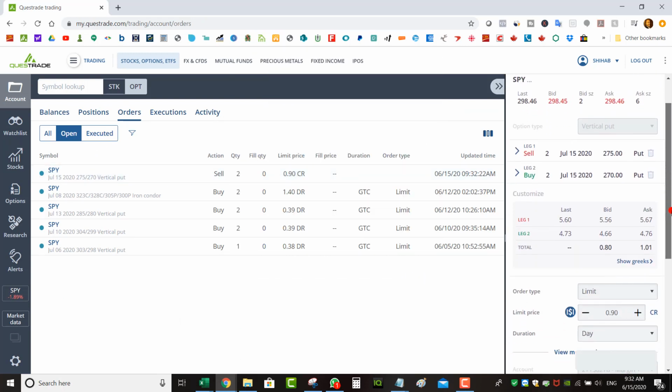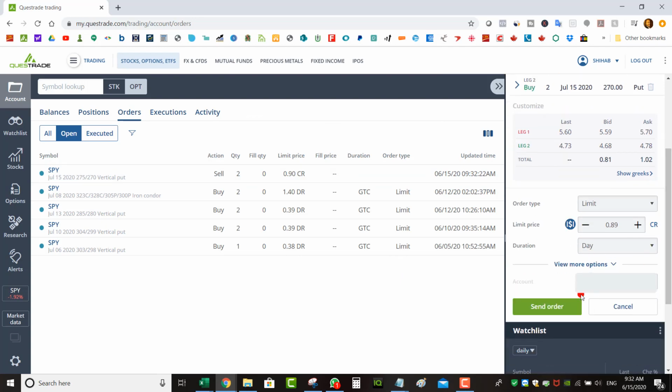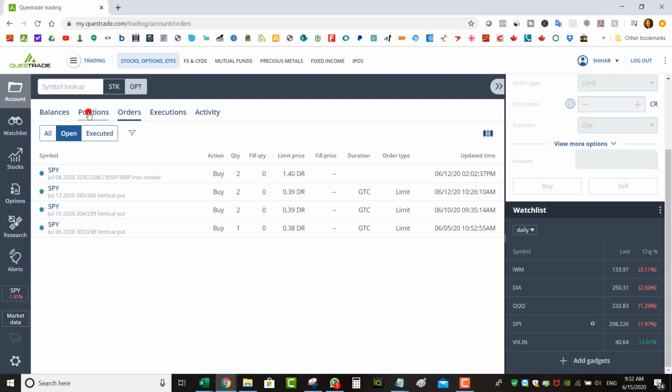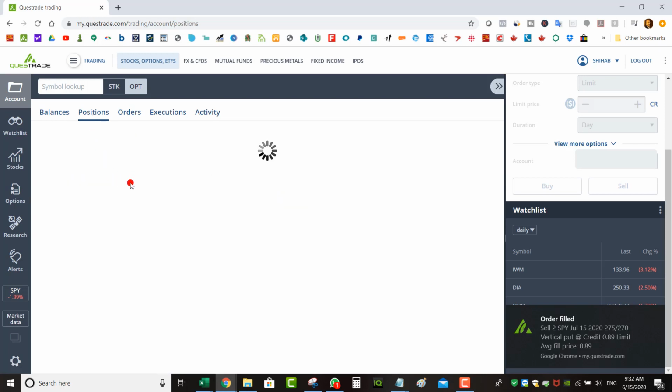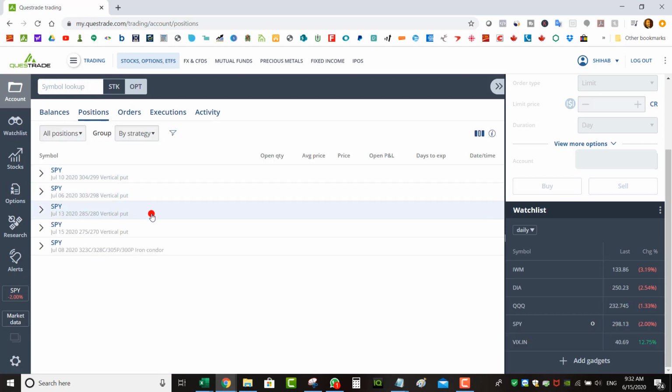And there you go. I'm going to decrease it here, probably 88 or 89. I don't remember. Send order. And does it get filled? Yeah, so it got filled at 89 cents. So I sold the 275, 270 July 15 put spread for 89 cents.